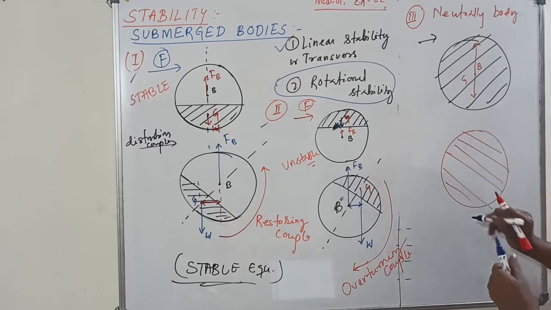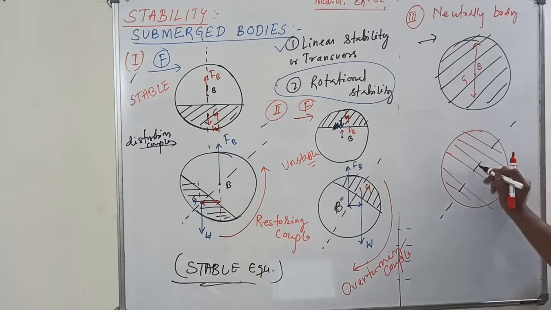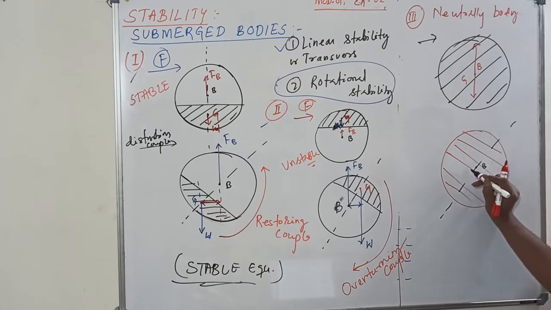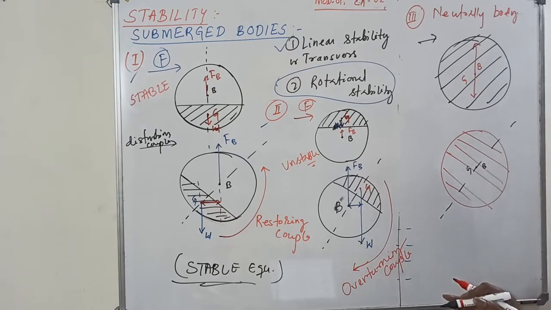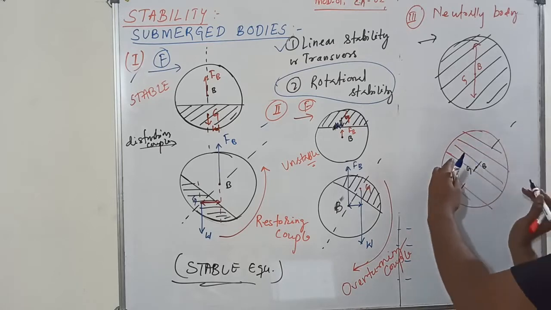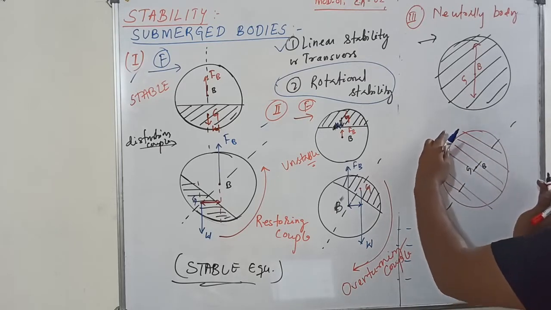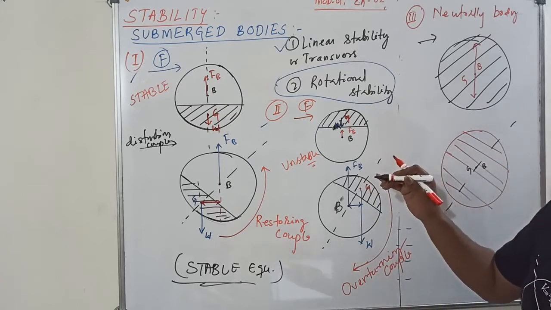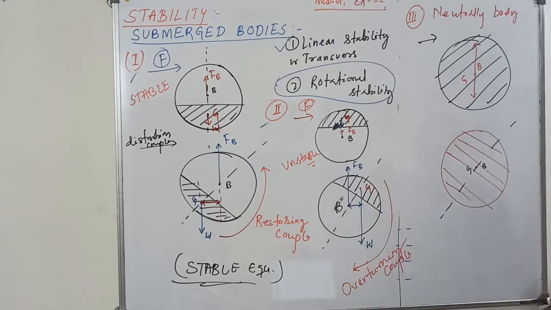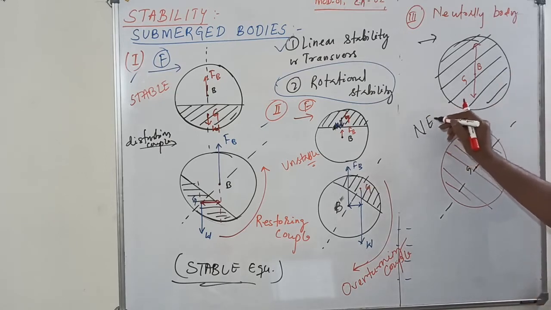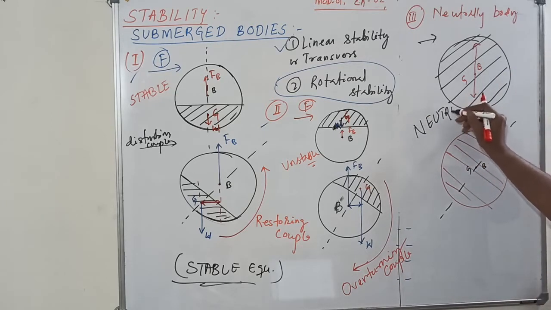Yes or no? This is the line of action now. But what? Your B and G are still the same. This is your B, this is your G. That means now it is stable at this condition. It won't come back to its original position, neither will it fall beyond this. So that's what we call neutral equilibrium or neutrally stable.